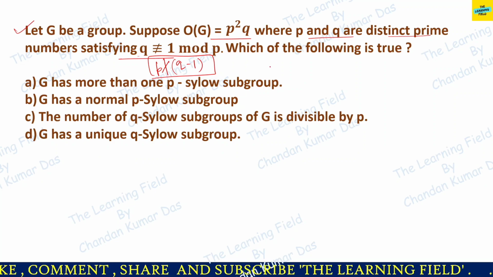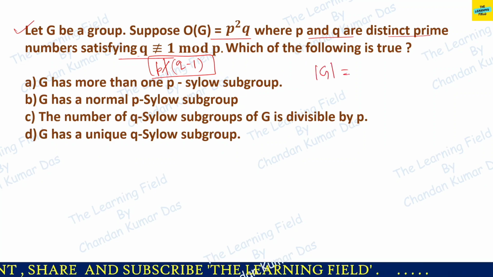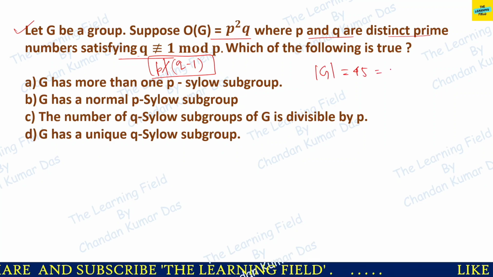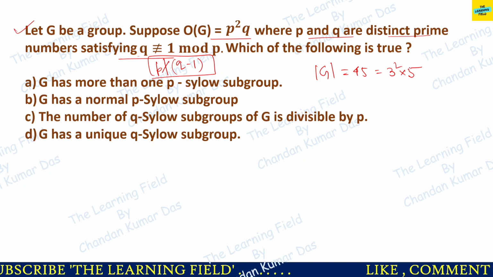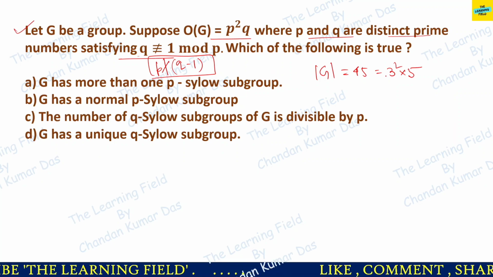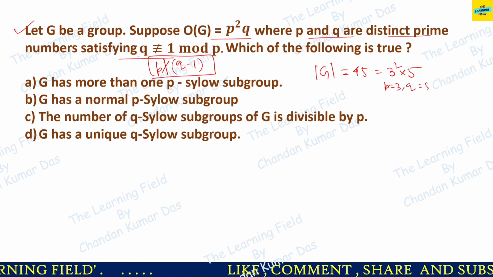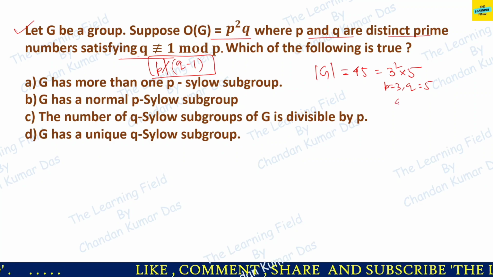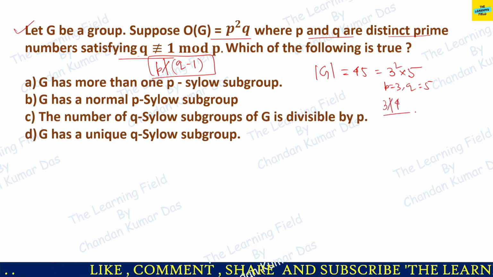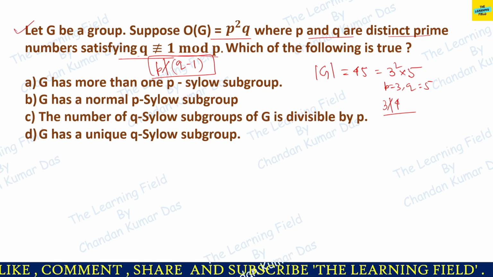If we take an example first, a group such that the order of G is 45, which is equal to 3 square into 5. This is of the form p square q, where p equal to 3 and q is equal to 5. So q minus 1 is 4, and 3 does not divide 4. That is, this condition is satisfied. Therefore, we can choose a group of order 45.